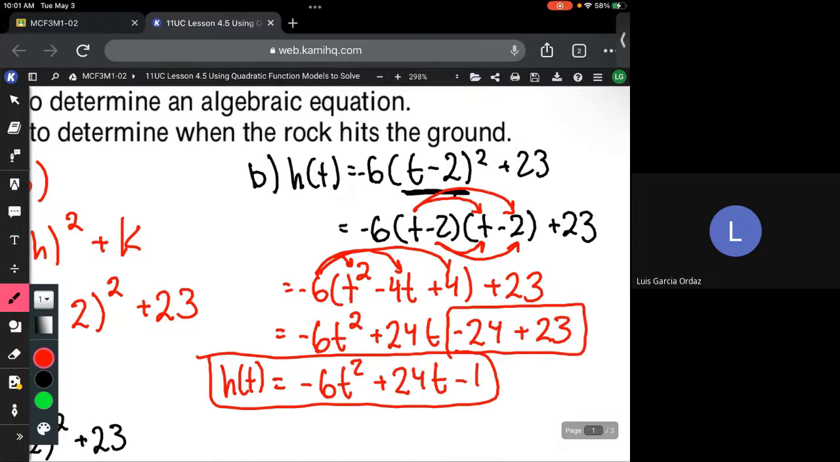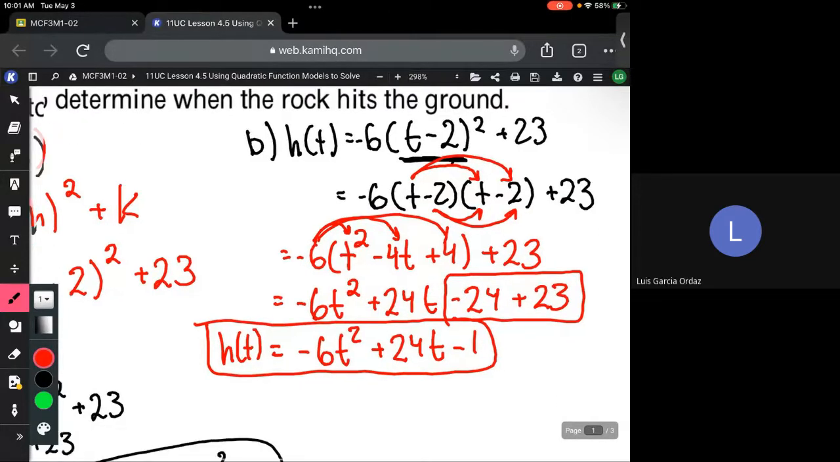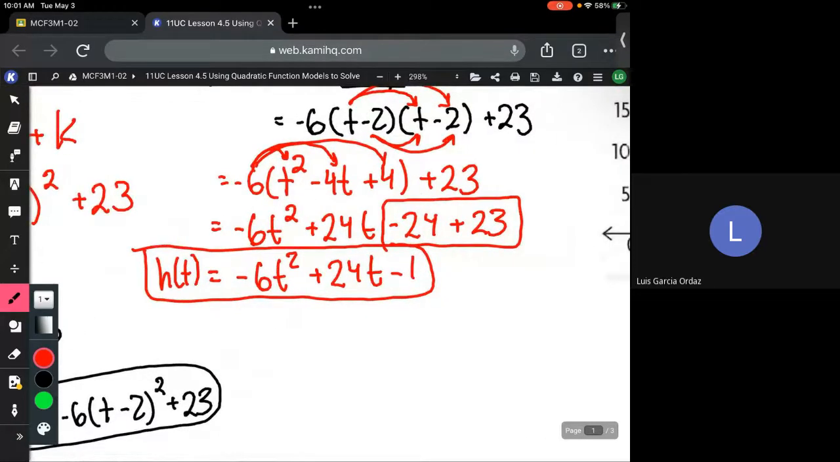Our product's going to be positive 6 and our sum is 24. Would that ever work? I don't think so. Nope, because 2 times 3 is 6, but 3 plus 2 is 5, so it's never going to work. So we're going to use the annoying formula from yesterday. No, the quadratic formula. If you can't do sum and product, then you have to do the quadratic formula. Here our product is 6 and our sum is 24. That's never going to happen.